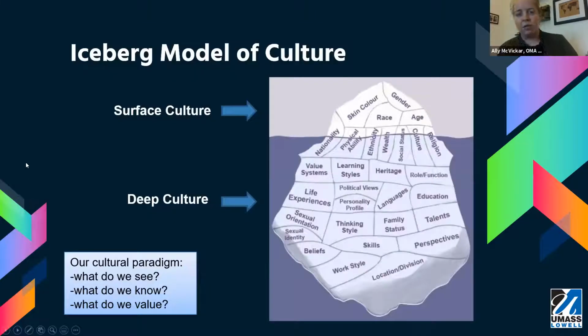I do want to kick off by talking about the iceberg model of culture. So there are 2 different types of culture here. The surface culture is things you can see about a person, usually these assumptions that you make, right? Their skin color, assumed gender, assumed age, assumed race. Nationality can be assumed as well. But there are these deeper cultures that you may not experience right off the bat: their language, their education, their talents, their work style, their beliefs.